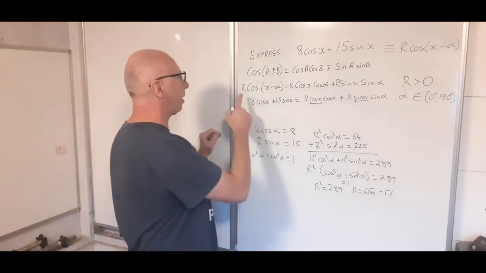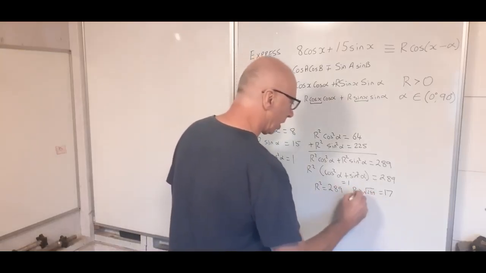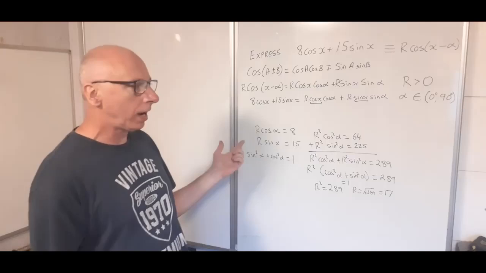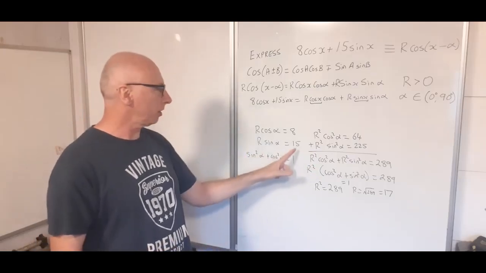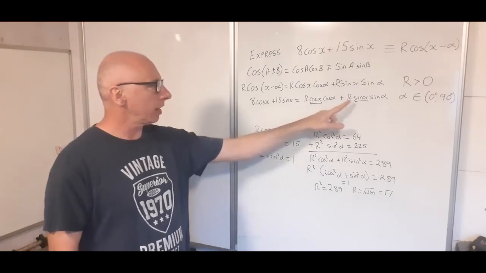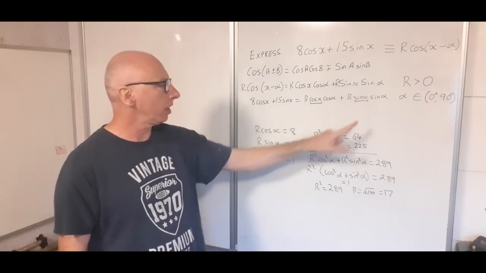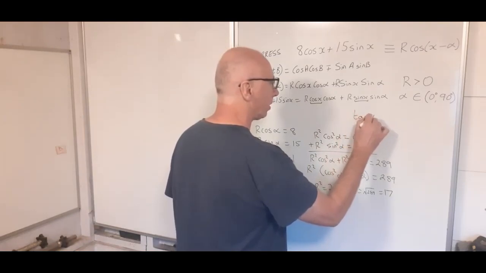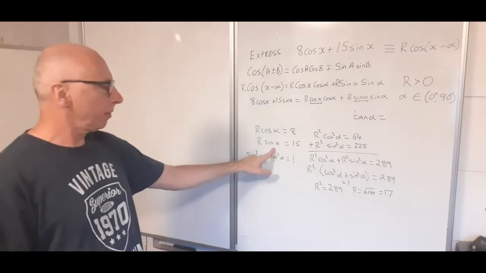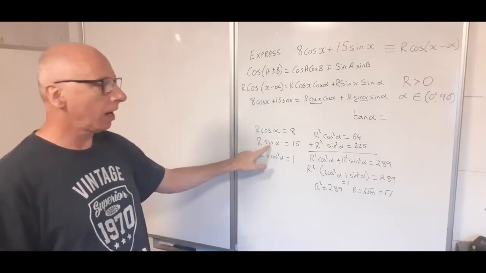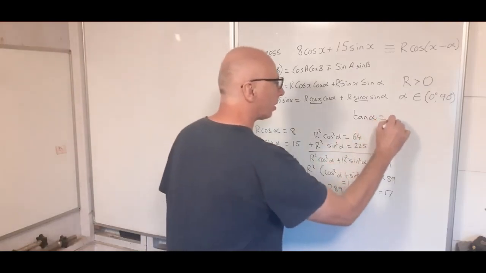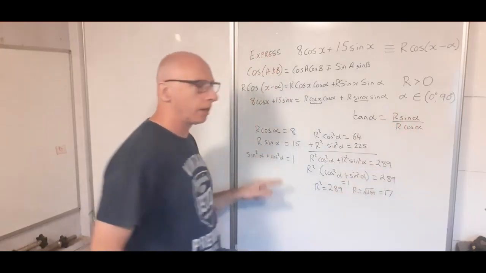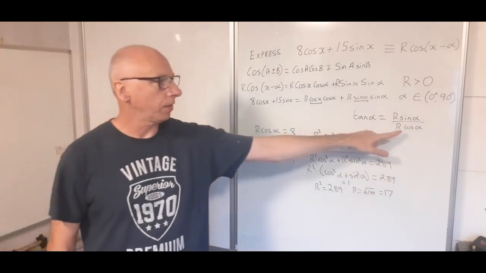So my first part here, r is 17. So that's all good. Now I need to find my alpha. So how can I find alpha? Well, what I can do is I've got cosine and sine of this here, r sine alpha, r cosine alpha. What I can do is, if I just find tangent alpha, that's going to be sine over cosine, isn't it? So r sine alpha over r cosine alpha. And that will give me my tangent. So tangent alpha is this.